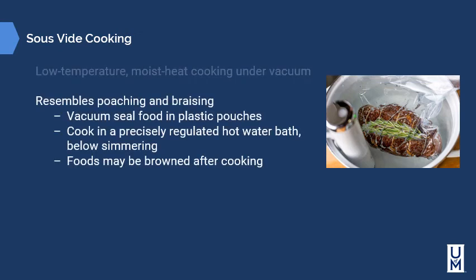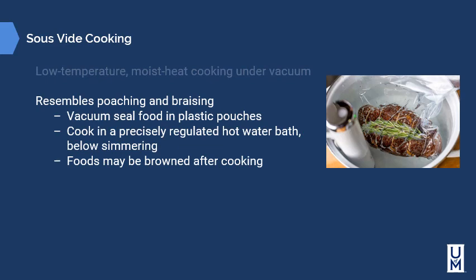A vacuum sealed food is in plastic pouches. We cook it in precisely regulated hot water baths below simmering. Typically what we use is an immersion circulator. As you can see in the picture, it's small. The original ones of these were quite bulky and cost a lot. Now you can buy them for as low as $60. What it does is it literally heats the water and circulates the water at the same time, keeping the water hot throughout.